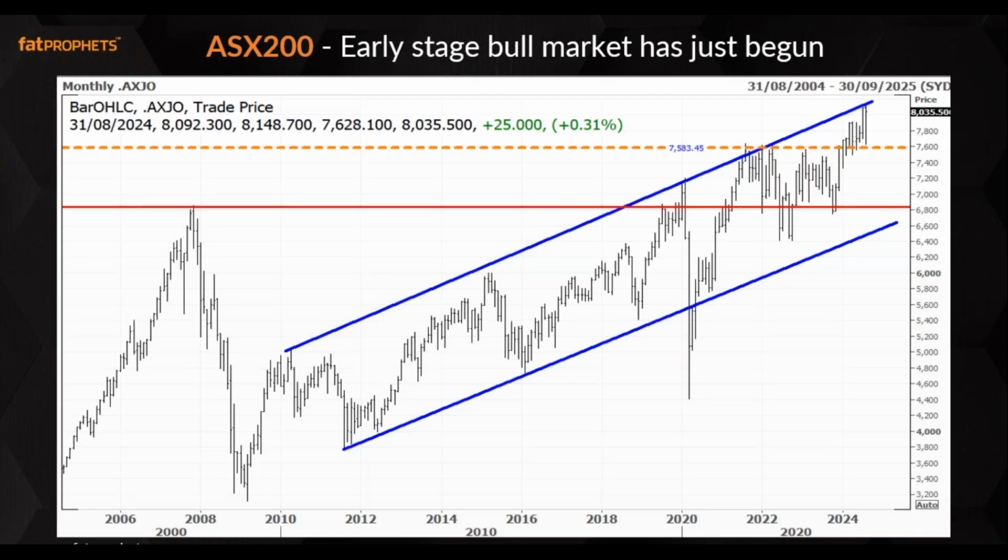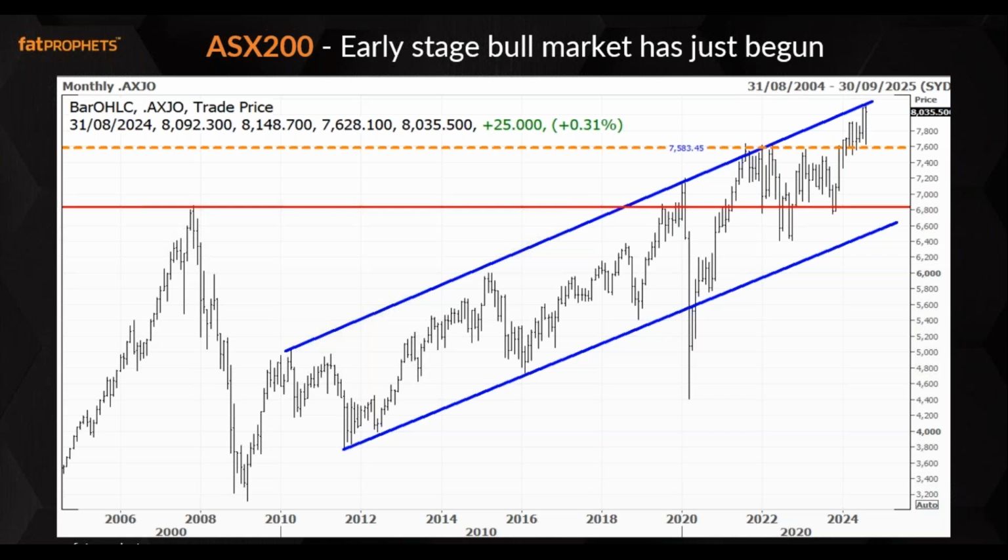Okay, so we'll move to Australia now. I think the ASX 200 is looking pretty good technically. That 7,600 support level, which we've been talking about for some time, was tested. Yes, we could see that tested again in coming months. But look, the bull market in Australia is very much alive, and I think it's early stage. I think the index goes a lot higher over the next few years.